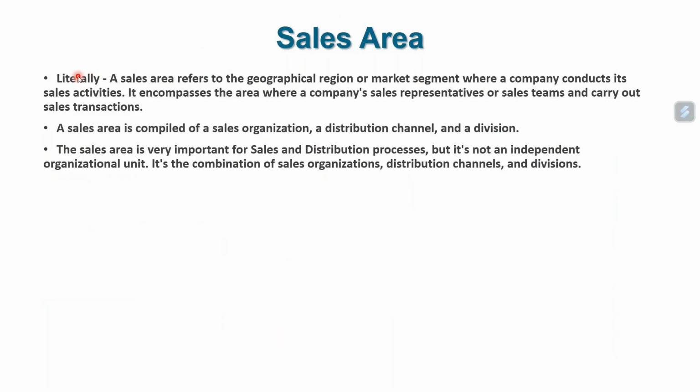However, in the case of SAP, we say the combination of a sales organization, a distribution channel, and a division is a sales area. So this is the area in which you are doing your sales inside SAP. This is not a physical area. Okay, this is a logical area, which is basically a sales organization, a channel, and a division put together. So these are three things put together, and this is what makes a sales area.